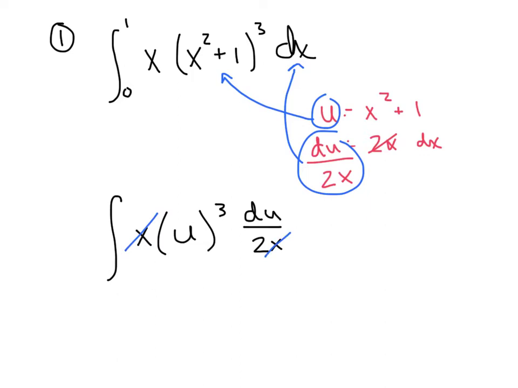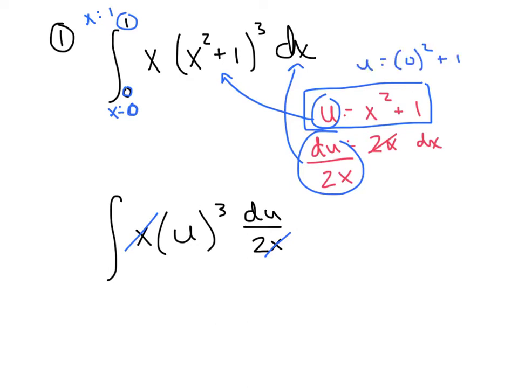Now let's talk about those bounds that we addressed early on. Right now this is x equals 0. And this one up here is x equals 1. All right, I need the bounds to be in terms of u as well. So I need to look at this definition I wrote, u equals x squared plus 1. I'm going to take my lower bound of 0 and substitute it in for x. And I've now created a new lower bound of 1.